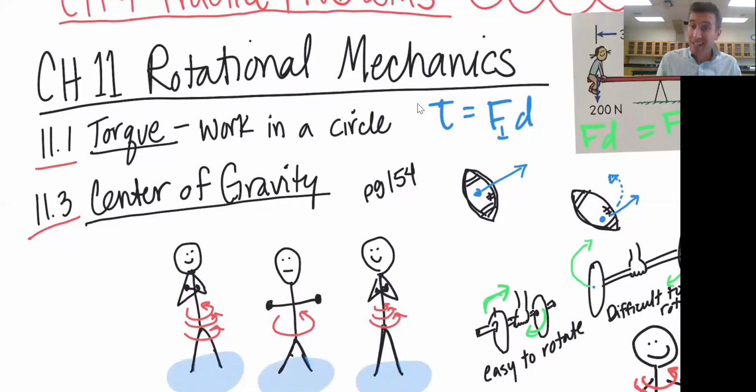And torque is just work in a circle. And we already have an equation for work. Work equals force times distance. So torque just means it's the perpendicular version of force times the distance away from the center point, a distance away from the pivot point. So torque is equal to force times distance.